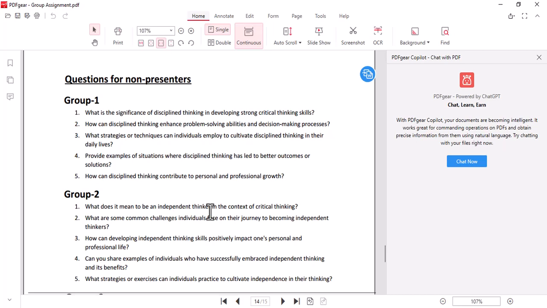How can developing independent thinking skills positively impact one's personal and professional life? When we think independently, we get confidence. We will have our own perspectives and our own views, and we can see many perspectives on some things, and we will be confident.